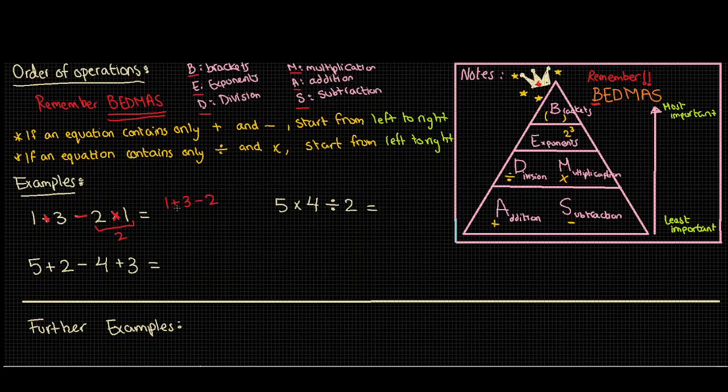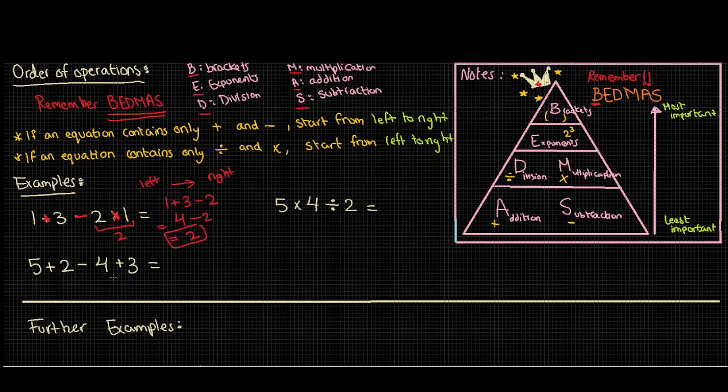Now I have only addition and subtraction. And when I only have addition and subtraction, since they are of the same value according to the BEDMAS pyramid over here, I need to start from left, which is right here, to right. And this is how you solve your equation if you have operations that are of equal importance. So 1 plus 3 is 4, and we write it down, and then we're left with minus 2. And 4 minus 2 is 2. So the answer to this equation is 2.